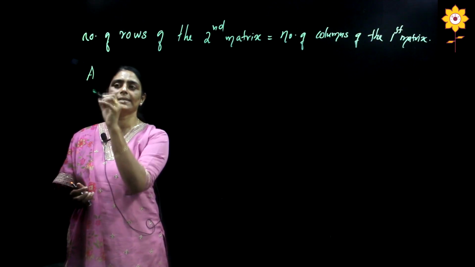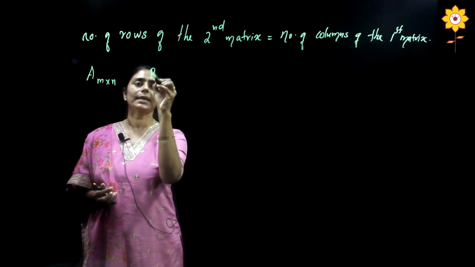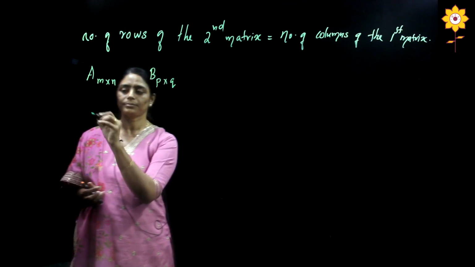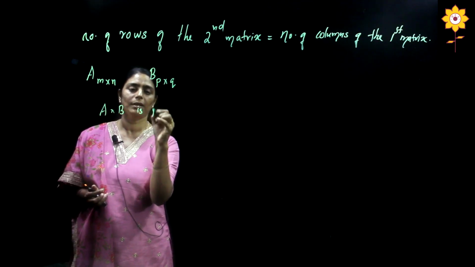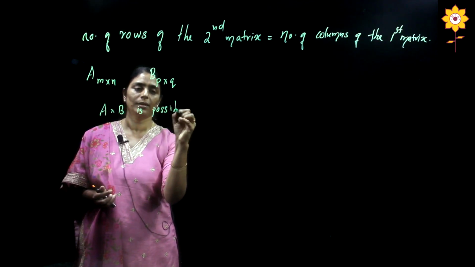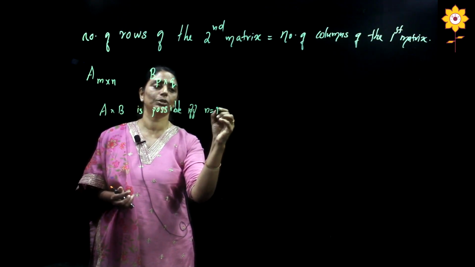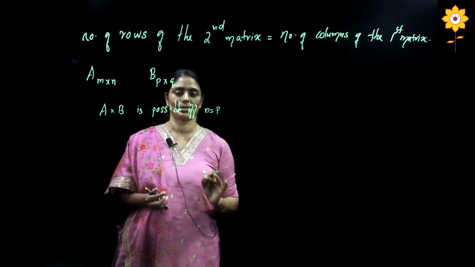Suppose A is a matrix of order m by n and B is a matrix of order P by Q, then A into B is possible if and only if n is equal to P. Otherwise, the matrix multiplication doesn't exist.